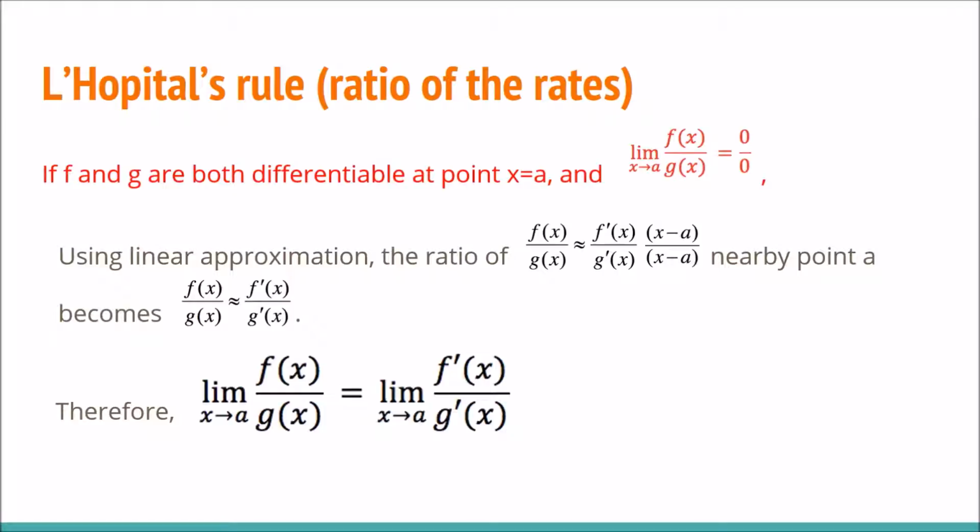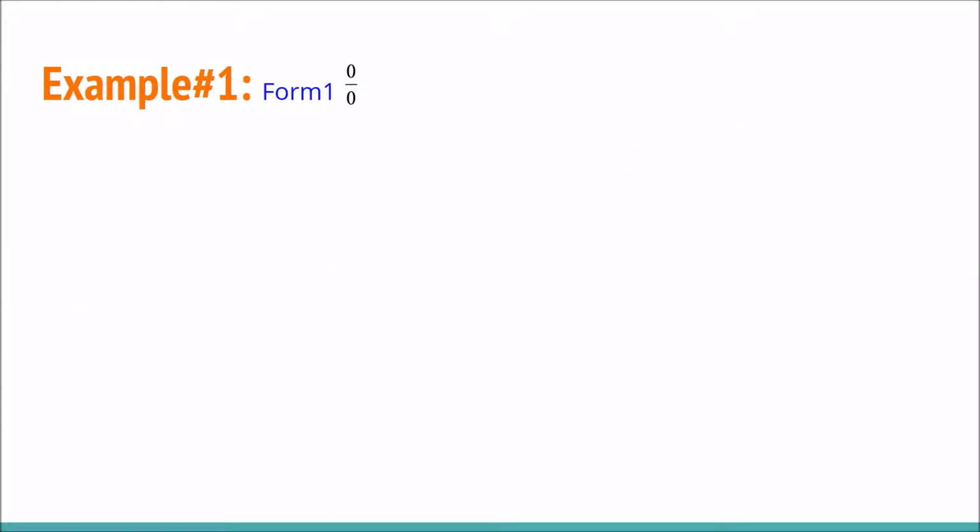Our first example of L'Hopital's rule will be in form 1, a ratio of 0 over 0. For our function tan squared x divided by x squared multiplied by cosine, when we take the limit as x goes to 0, it becomes 0 over 0. Therefore, we can apply L'Hopital's rule.